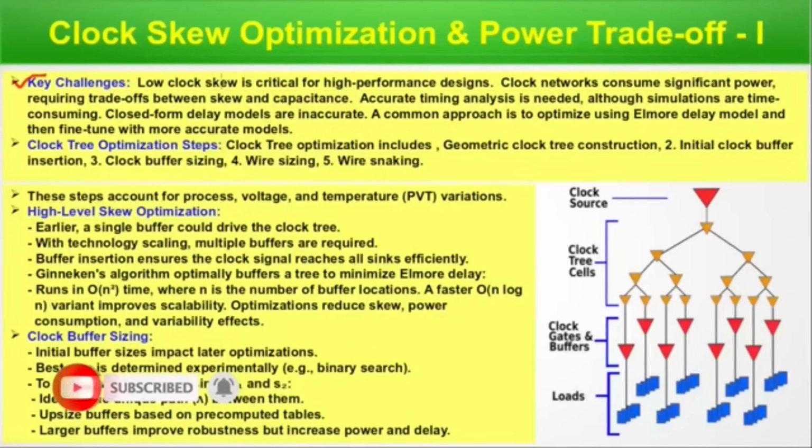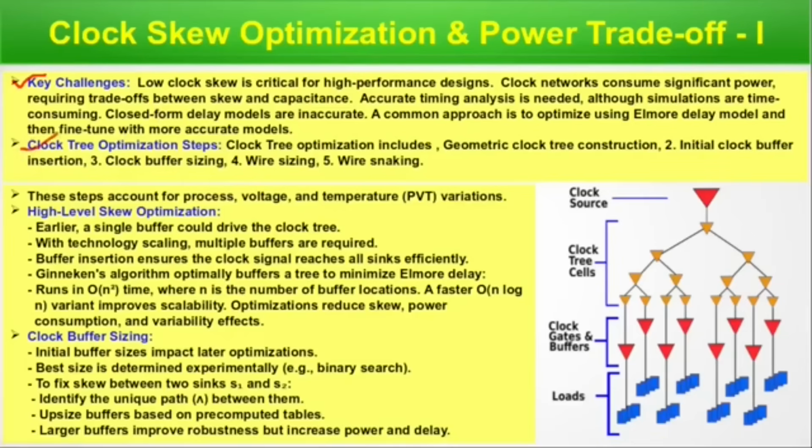Key challenges. Low clock skew is critical for high performance design. Clock networks consume significant power, requiring trade-offs between skew and capacitance. Accurate timing analysis is needed. All the simulations are time-consuming. Closed form delay models are inaccurate. A common approach is to optimize using the Elmore delay model and then fine-tune with more accurate models.